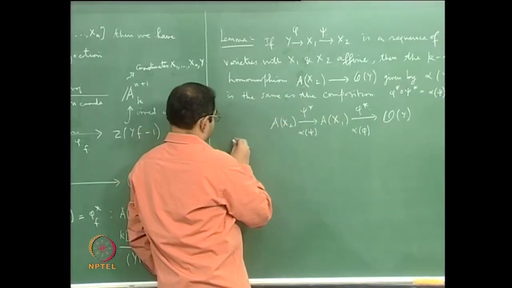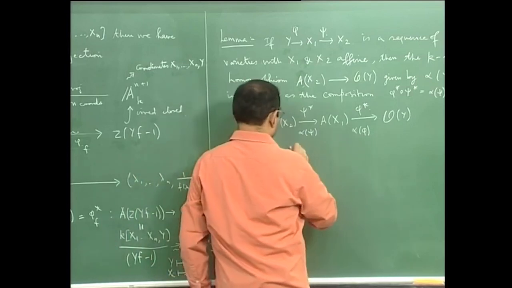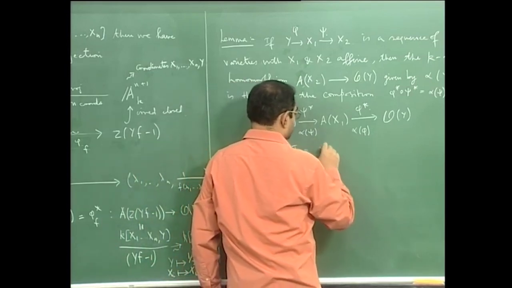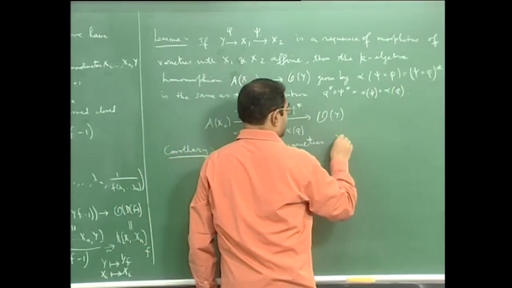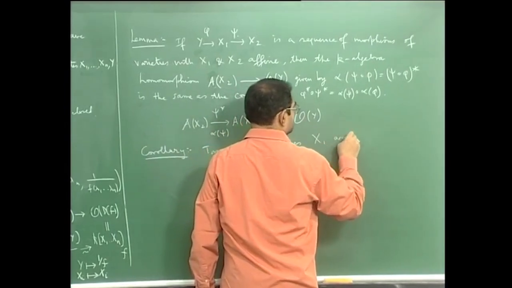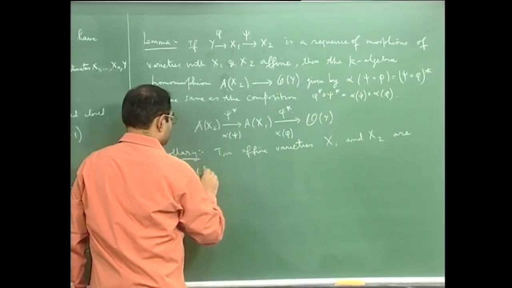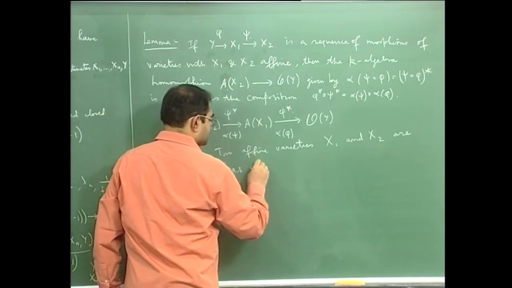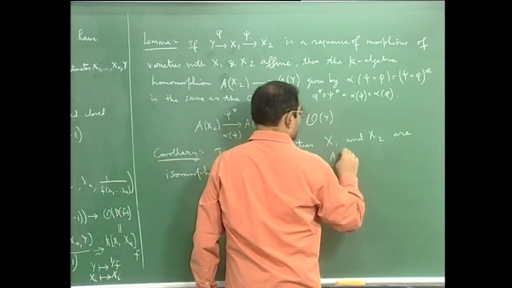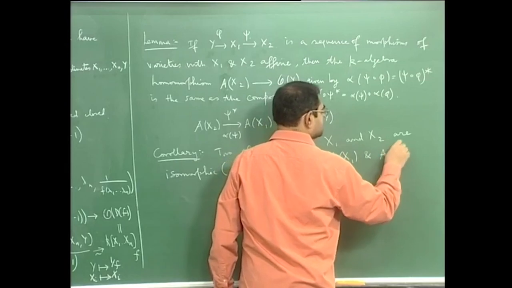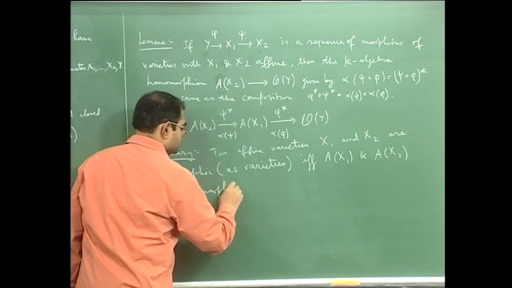But then the important corollary to this lemma is the following: two affine varieties X1 and X2 are isomorphic, and when I say isomorphic it means as varieties, if and only if A of X1 and A of X2 are isomorphic as K algebras.